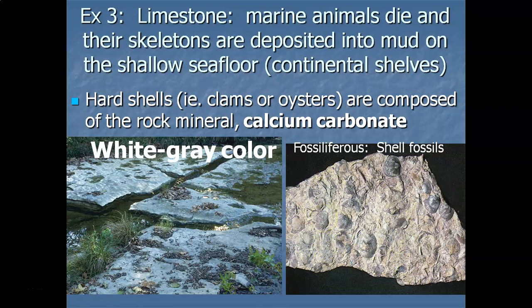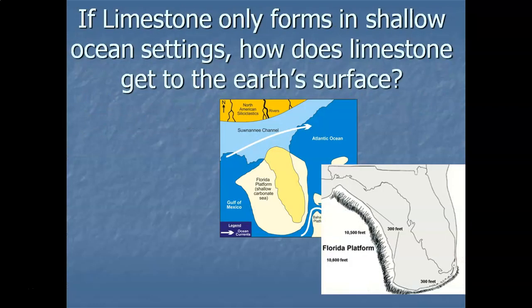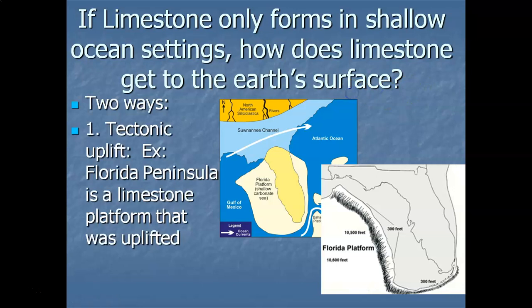Now again, since limestone only forms in shallow ocean areas, how do we have limestone on the Earth's surface? As a matter of fact, there's limestone on the top of Mount Everest. So the question again is, if limestone only forms in shallow ocean settings, how do we wind up getting limestone at the Earth's surface? And again, there are two ways, and it's pretty much what we talked about in regards to getting granite to the Earth's surface. You uplift it, and again we'll be doing plate tectonics and earthquakes and fault lines and things like that.